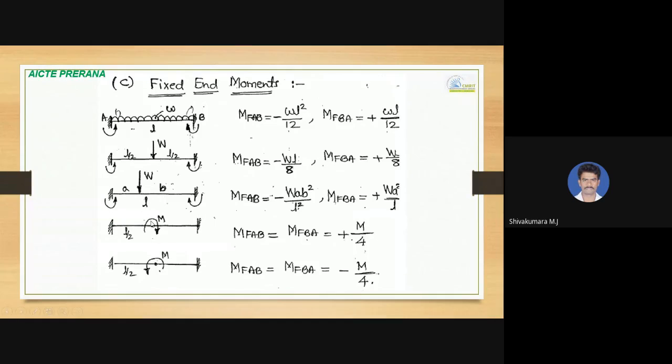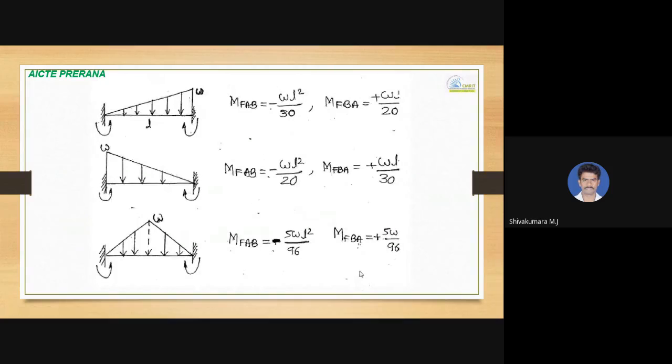If only a moment is acting at mid-span or anywhere, MFAB is plus M by 4 and MFBA is also plus M by 4, because the given moment is clockwise. If the given moment is anti-clockwise, that is minus M divided by 4. So like that for other cases also. You can have a look, and you need to remember all these cases. So these are all the fixed end moments.